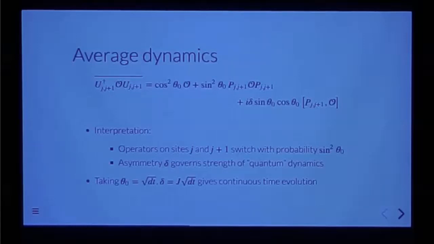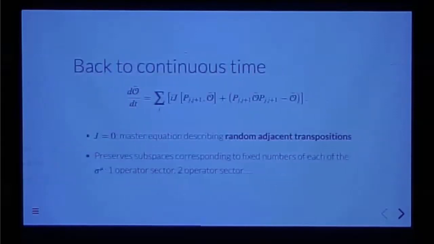And then if you take this limit, written at the bottom here, that theta naught goes like square root dt, and delta goes like J square root dt, you just get back the continuous time limit, the equation that I showed you a few slides back. Okay, so this is sort of the key to the method.